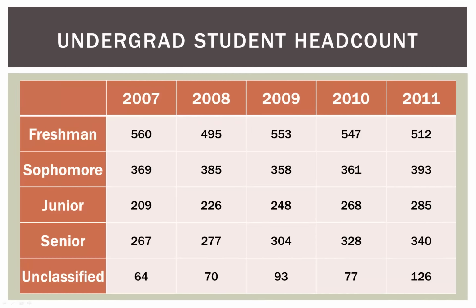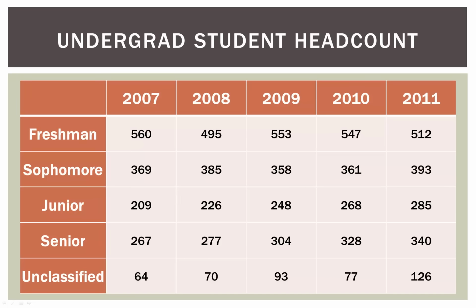So here is our student headcount. Now this is actual data, by the way. I did not make this up. So we have the years 2007 through 2011. Then we have the class levels, freshman, sophomore, junior, senior, and then we have the unclassified. And this tracks the student headcount, or enrollment, you can think of it, during the fall semester of each one of these years. So go ahead and take a look at that, and we'll talk about what we see.